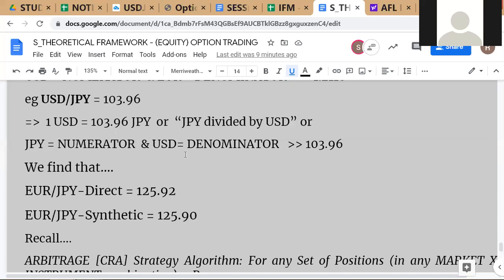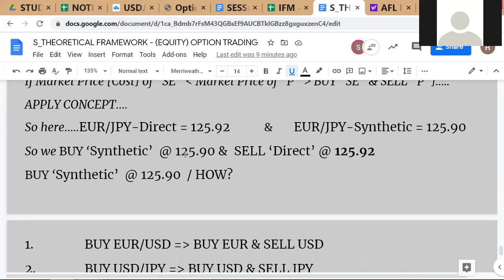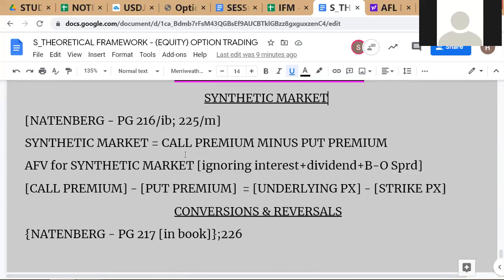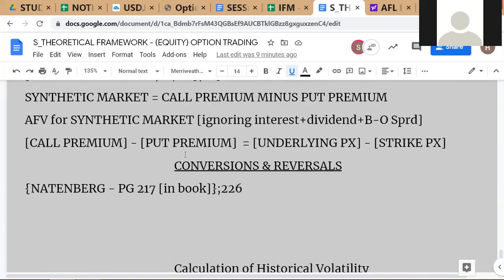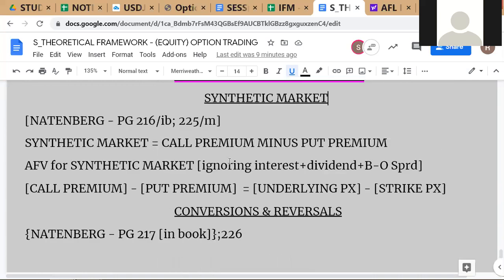This logic is very important to understand, the logic of arbitrage free valuation, the process of arriving at an AFV theoretical price, and where you have fake AFV, and why OVMs are fake AFV. That is important to understand, because the books don't really explain it.